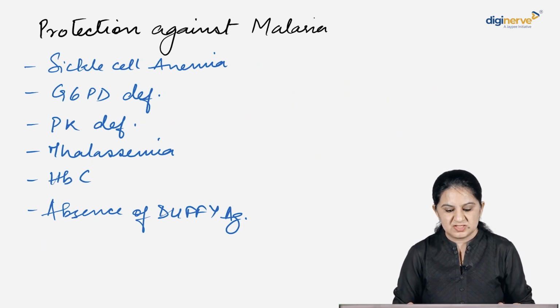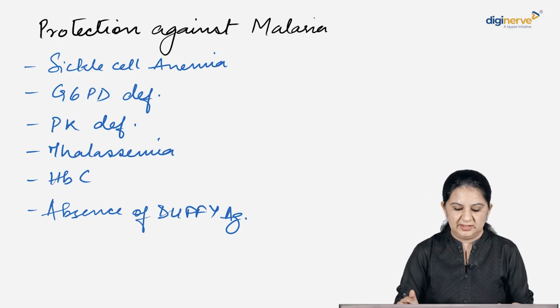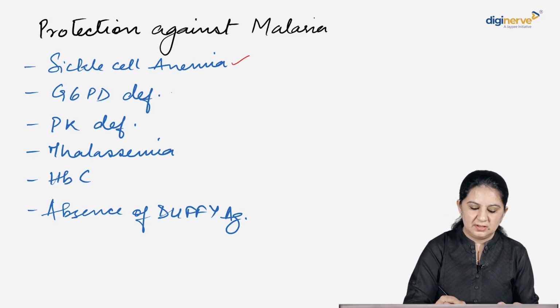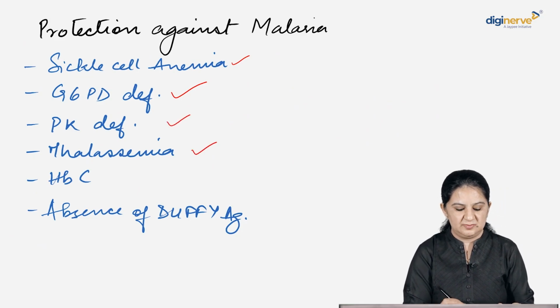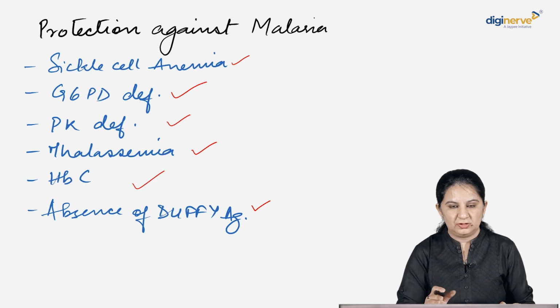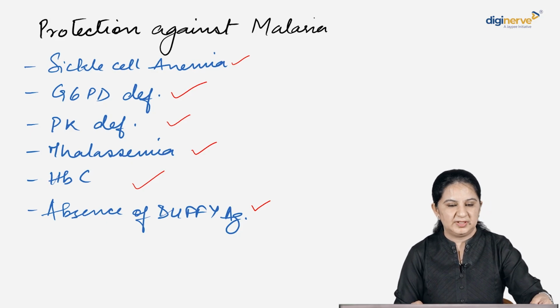When I started with sickle cell anemia, I told you that these patients are protected against malaria. Which all disorders also show protection against malaria? Yes, sickle cell anemia, G6PD deficiency, pyruvate kinase deficiency, thalassemia, hemoglobin C, and absence of Duffy antigen. In all these disorders, the patients do not get falciparum malaria.